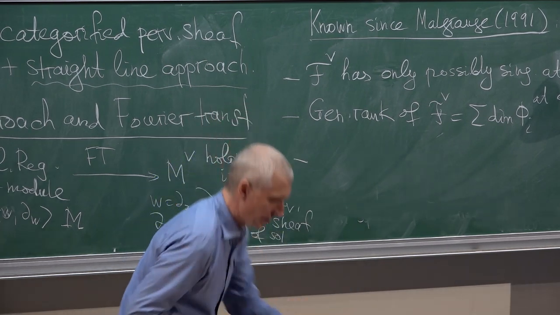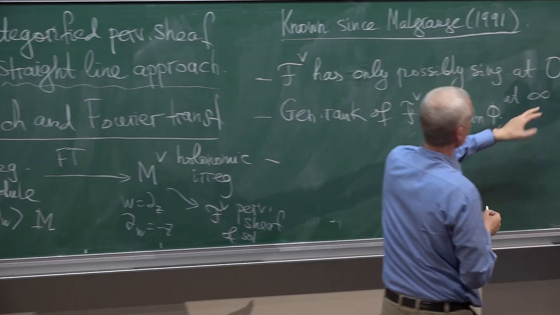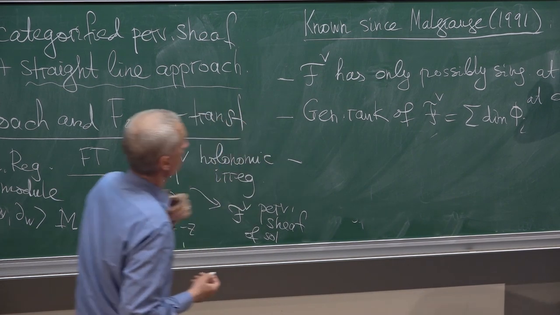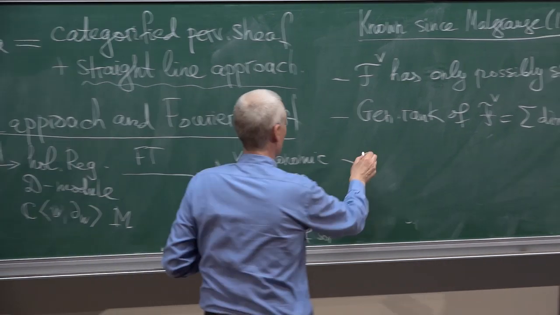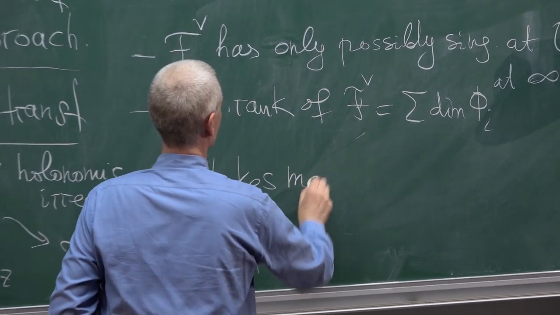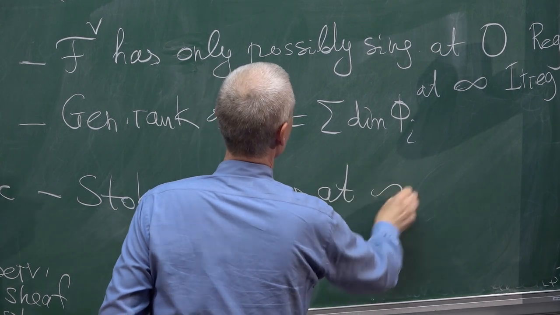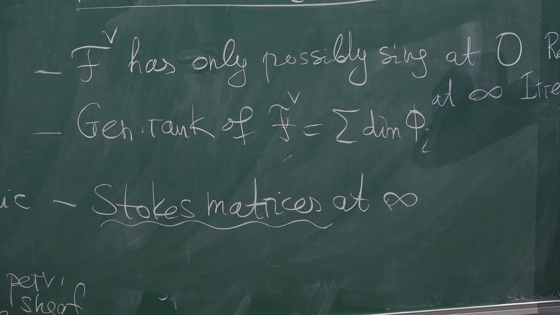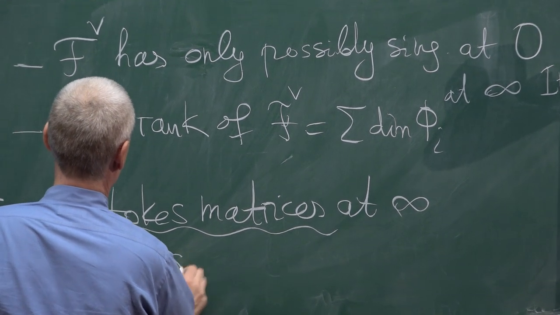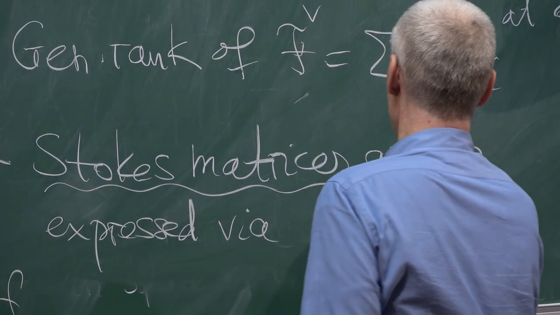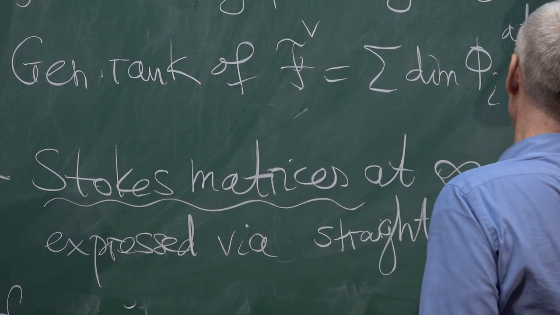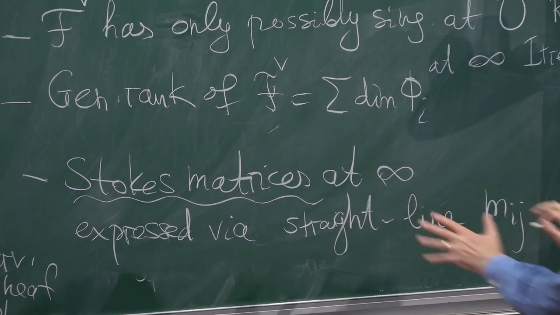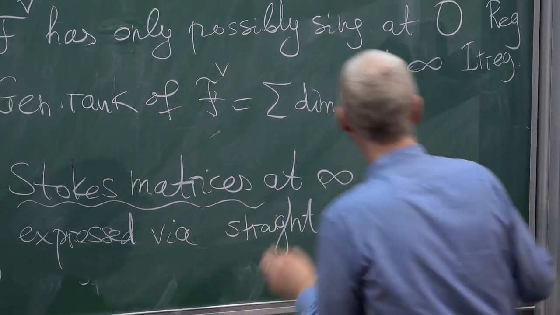And the third part is that this irregular D-module, near infinity, has the Stokes phenomena, and this is basically a version of the theory of exponential integrals, which Maxim discussed in his talk. So again, it's known that Stokes matrices at infinity, so this can have many meanings, but anyway, they are all expressed via straight lines, M I J. So in this situation, we obtain immediately straight lines if we care about the Fourier transform. So I won't go into more details.